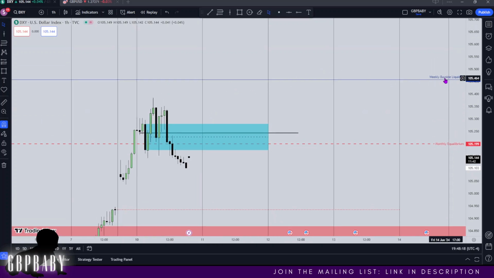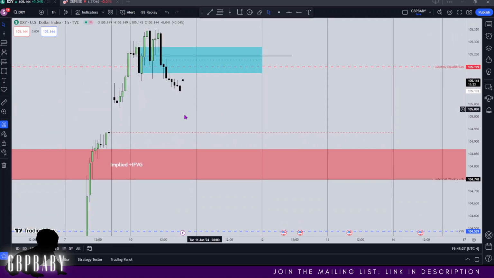But generally speaking, and overall, what I want to see is price find resistance at this level to send us lower moving into the London session. So that's what I'm looking at very closely. Then you can see obviously we have this massive gap higher from Sunday.